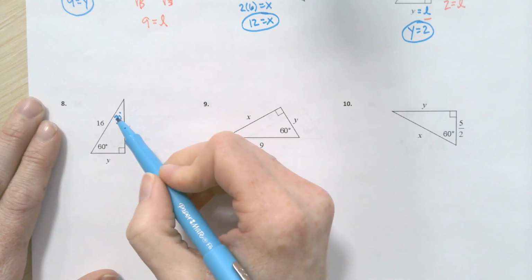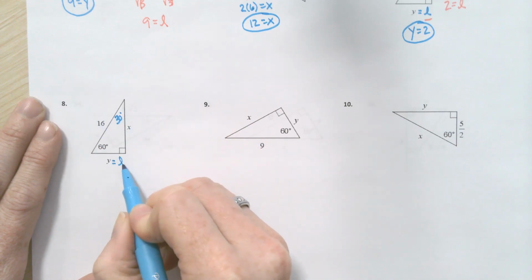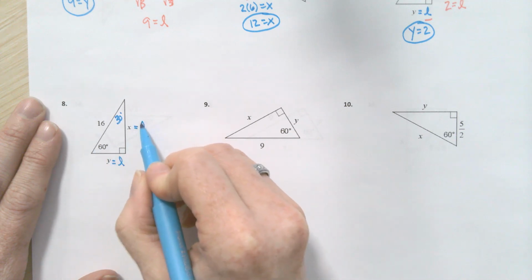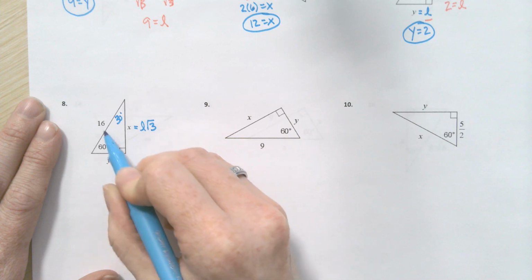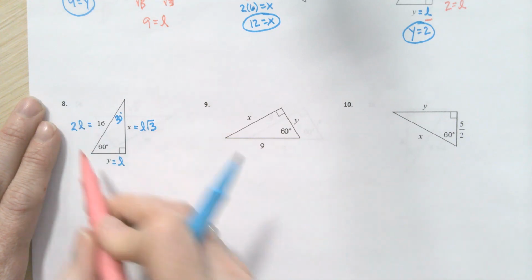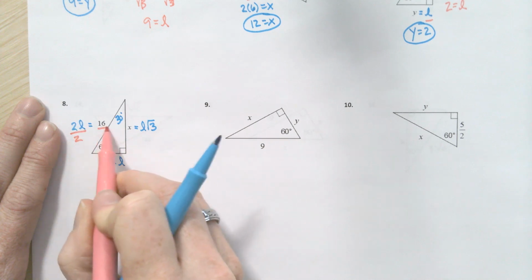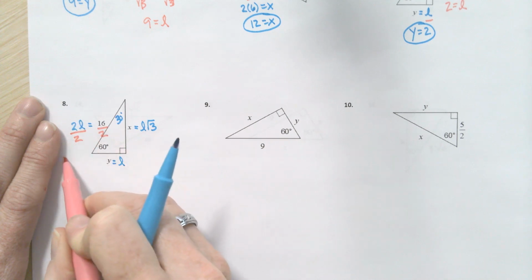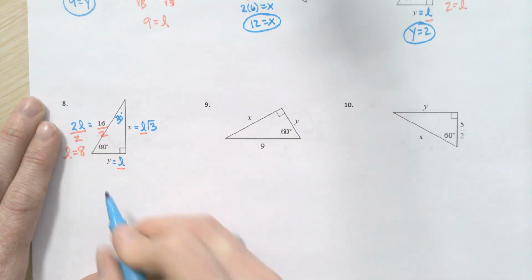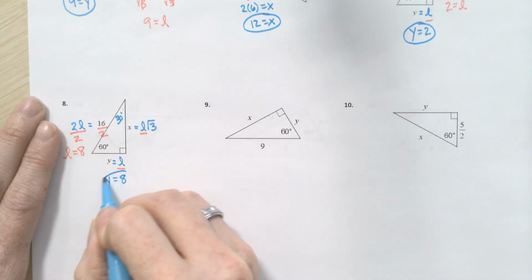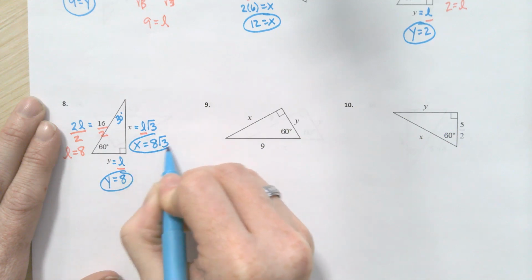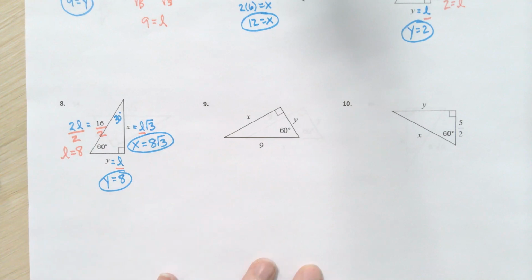30-degree angle is missing at the top, so across from that is going to be the shortest leg, L. Across from 60 will be the medium leg, L root 3, and then that hypotenuse across from the 90 will be 2L. I don't know the L yet, but I can go ahead and divide both sides by 2 to find it. L is 8. So now everywhere I see an L, I can replace it with 8, which gives me y equal to 8 and x equal to 8 root 3.